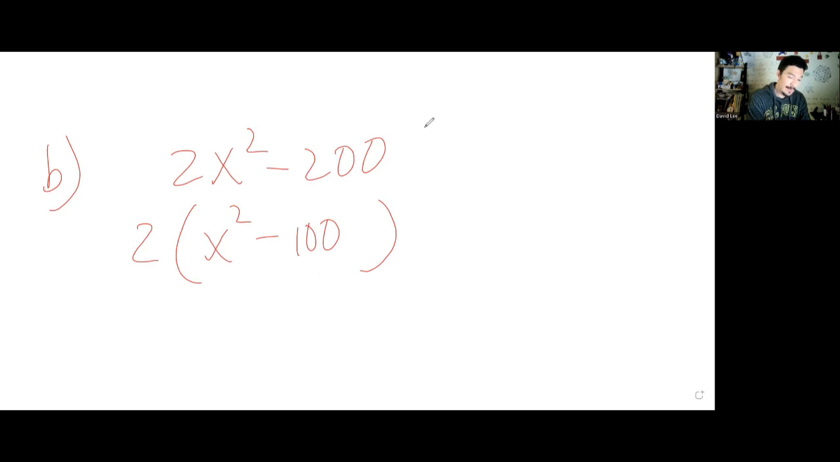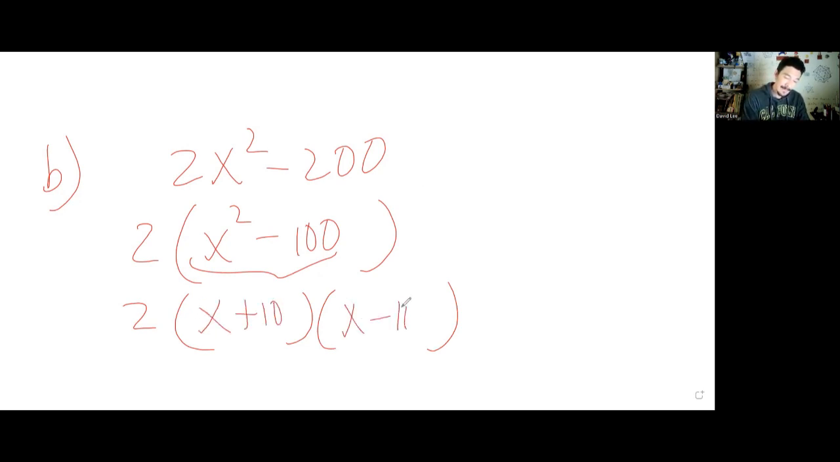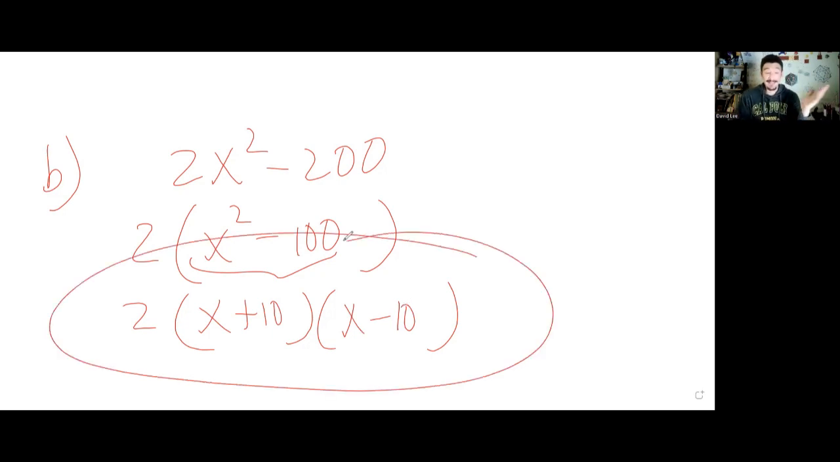So the 2 is done, but the stuff in here breaks up into two smaller pieces. That's a difference of squares. It becomes x plus 10 and then x minus 10. So always check for a GCF. Technically, you always want to check for a GCF right out the gate. And then whatever you're left with, decide if it's a difference of squares, difference of cubes, trinomial, group factoring, etc.